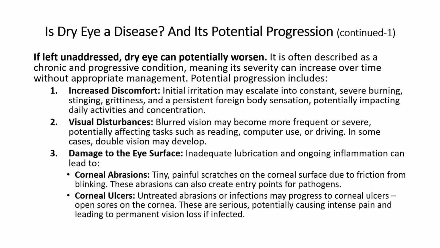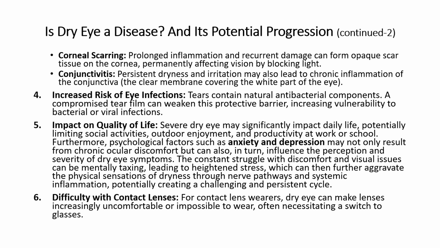Corneal ulcers. Untreated abrasions or infections may progress to corneal ulcers, open sores on the cornea. These are serious, potentially causing intense pain and leading to permanent vision loss if infected. Corneal scarring. Prolonged inflammation and recurrent damage can form opaque scar tissue on the cornea, permanently affecting vision by blocking light. Conjunctivitis. Persistent dryness and irritation may also lead to chronic inflammation of the conjunctiva, the clear membrane covering the white part of the eye.